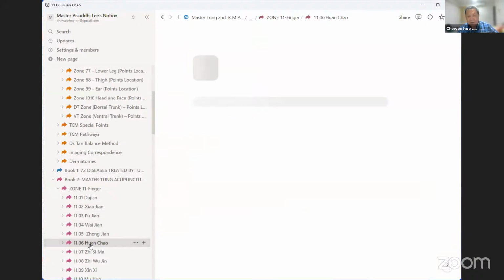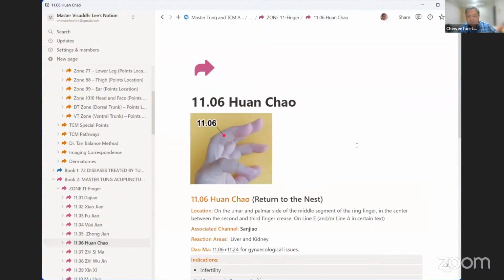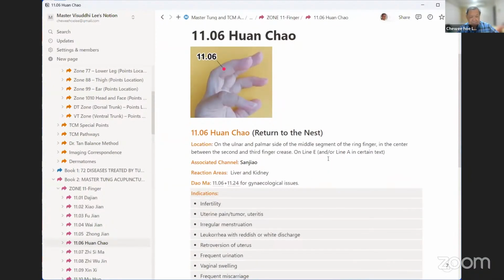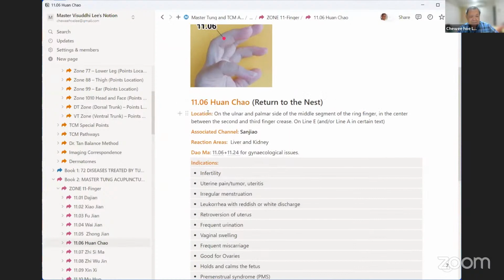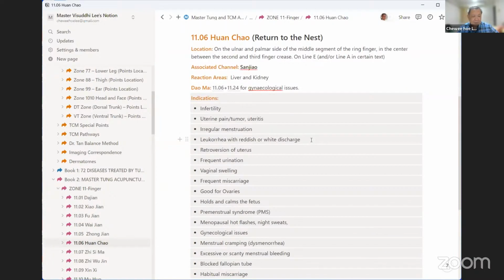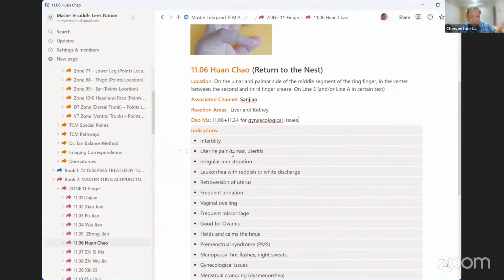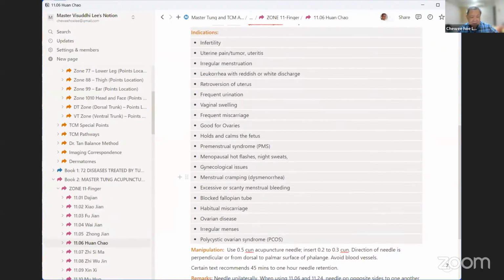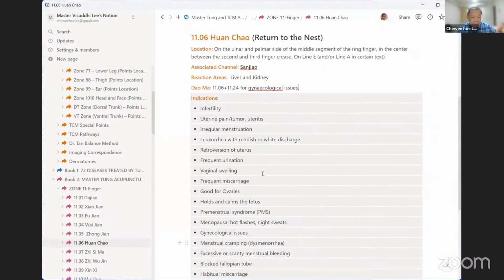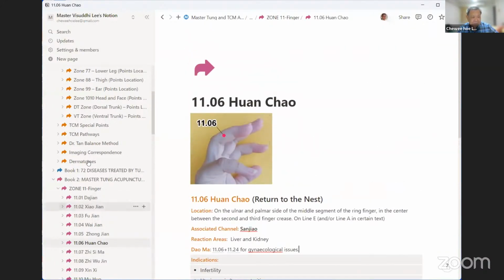And if you want to learn about Tung points, there are 200 Tung points here. Example 1106, favorite point for infertility. Location, Sanjao, reaction area. All this is advanced subjects, not for this webinar. And these are the indications of this point: infertility, uterine pain, irregular menstruation, and so on. So these are the points.